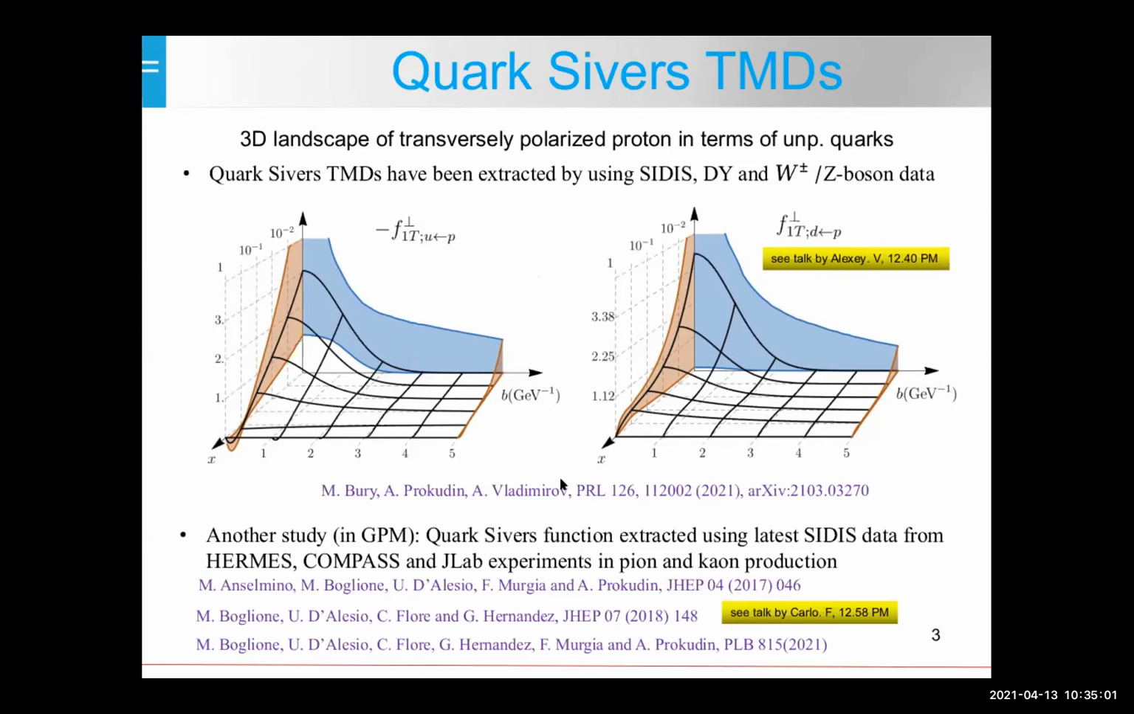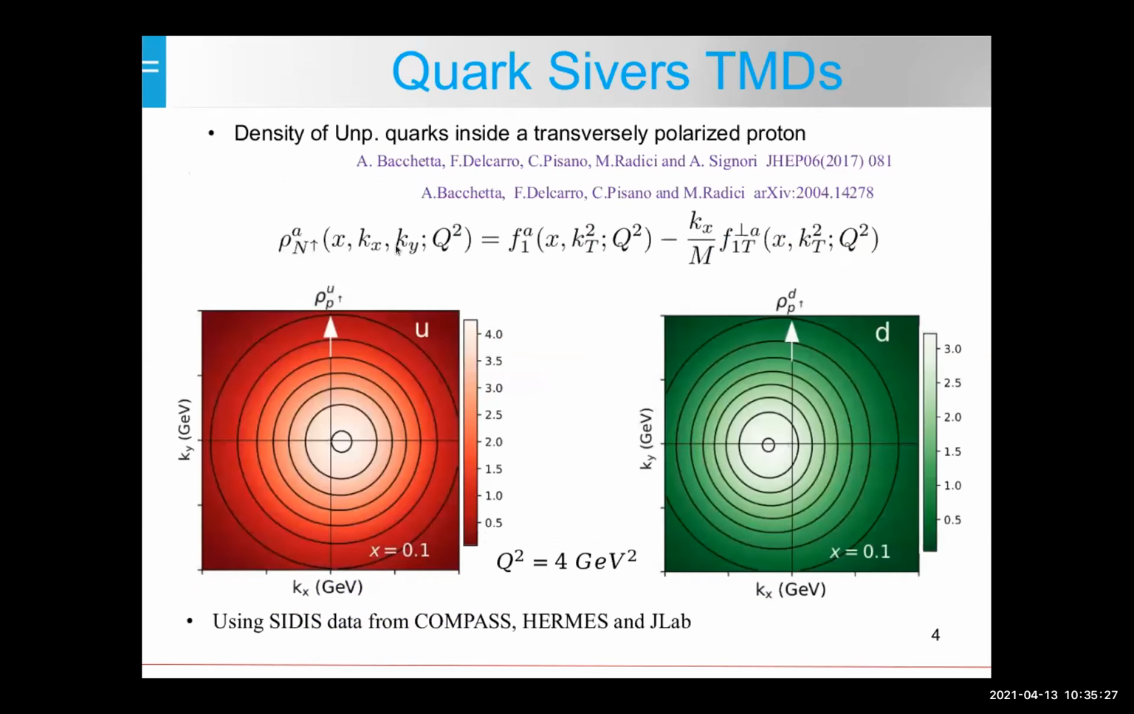There is another group, Torino and Cagliari. They have also extracted the quark Sivers function using the latest SIDIS data from pion and kaon production. Recently they updated their fit by incorporating the inclusive Z data from the STAR collaboration. Carlo will talk more about this work in the afternoon. And there is another group from Pavia. They have also extracted the quark Sivers function, the unpolarized quark TMD using the Drell-Yan data, and the quark Sivers function by using the SIDIS data.